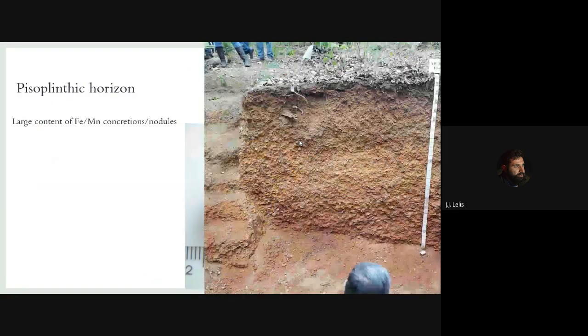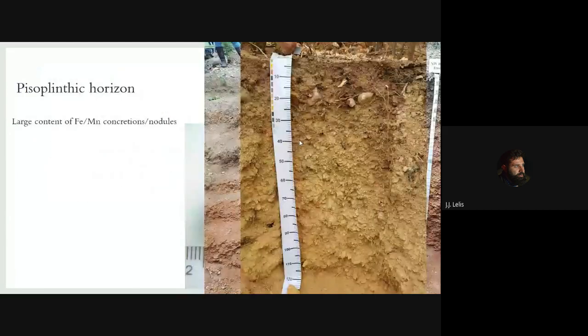Here, they start to be cemented, and we increase the content of the cemented bodies, but they are not continuous. You can easily see some roots that could penetrate through this horizon because we have a lower porosity compared with the plinthic horizon, but we can see some voids here and here because we have a lot of voids between these coarse materials, these concretions or nodules.